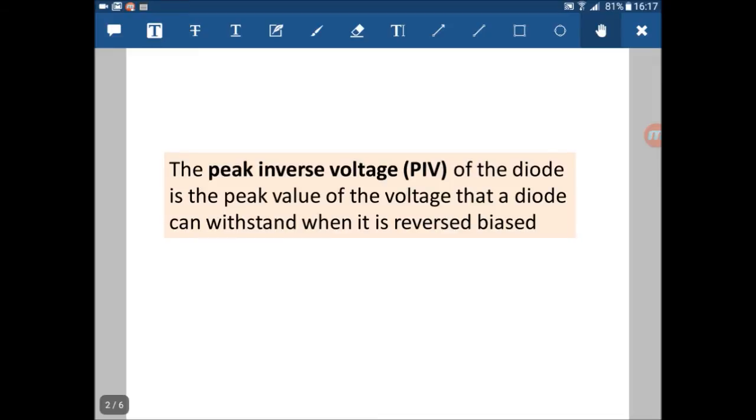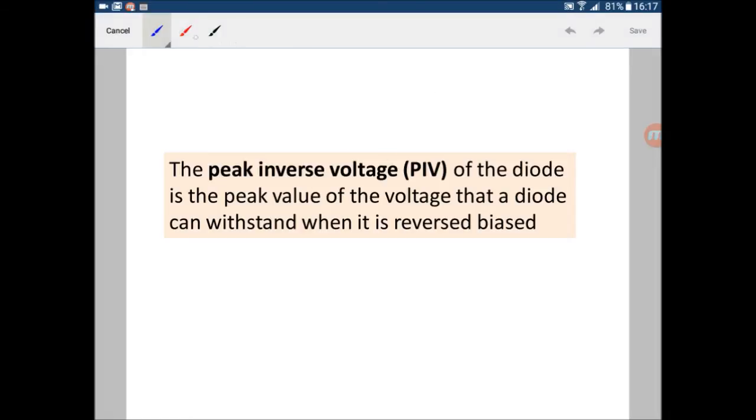What is peak inverse voltage? Peak inverse voltage is the peak value of the voltage, or maximum voltage, that a diode can withstand when it's reverse bias. So the keywords are reverse bias, voltage: when the diode is in reverse bias, what is the voltage across it?